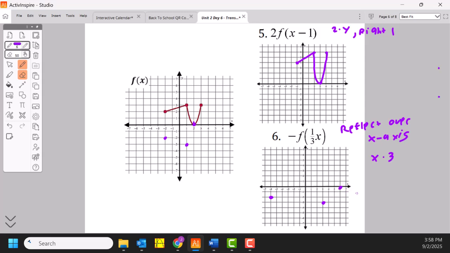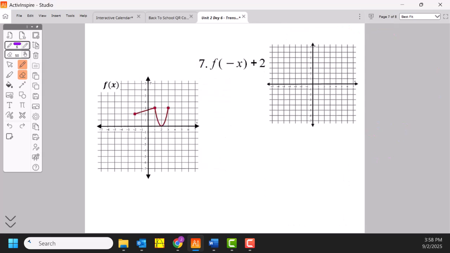And this one's going to go off the graph a little bit. It should go over here to 9. That'll be where the other point is, somewhere over here. So we end up with this really long, stretched out graph that was flipped over the x-axis. Okay, this one, once again, we're reflecting and then we're going up 2. So try this one.